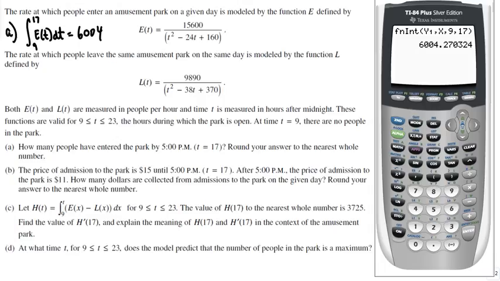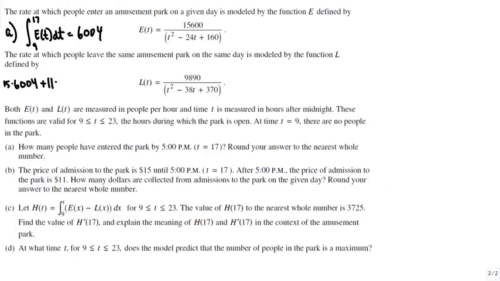Part B says the price of admission to the park is $15 until 5 p.m. So the amount of money raised by the 6,004 people who've entered the park up till 5 o'clock would be 15 times 6,004. The people who enter after 5 o'clock will pay $11 per person, and so we'll multiply 11 by the integral from 17 to 23. And this should give us our final answer of the net revenues from the whole day.